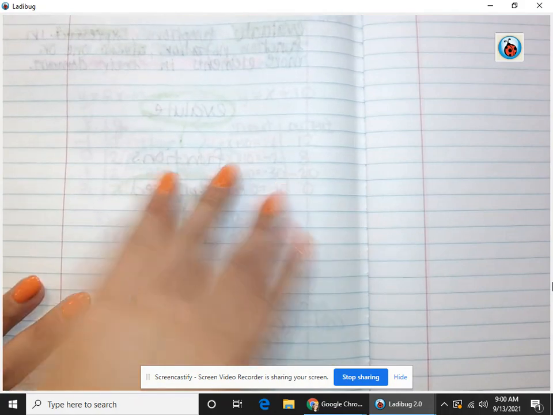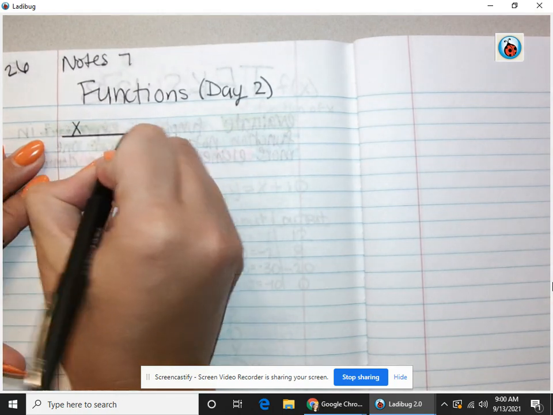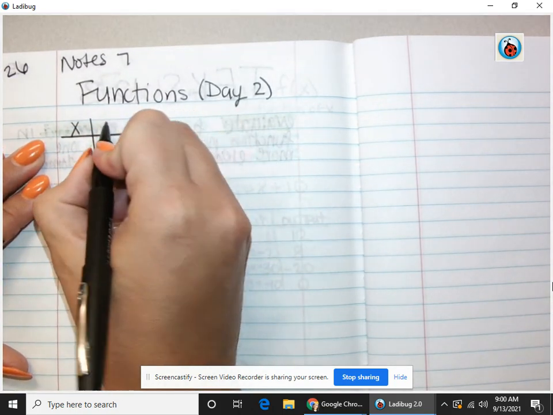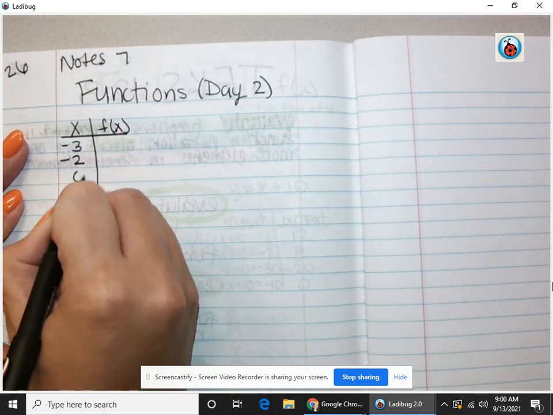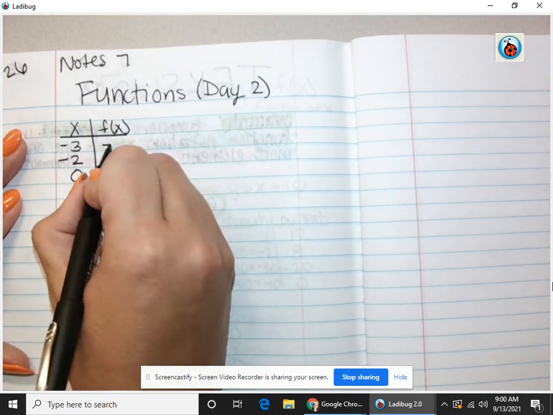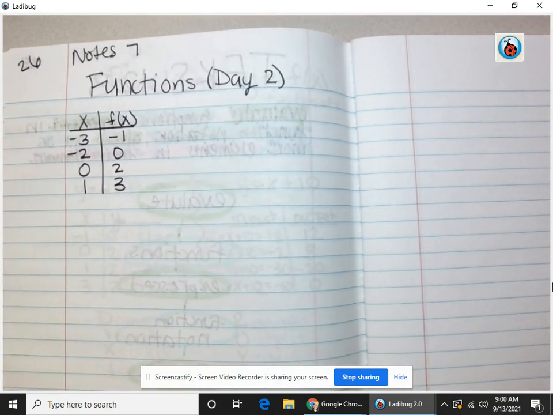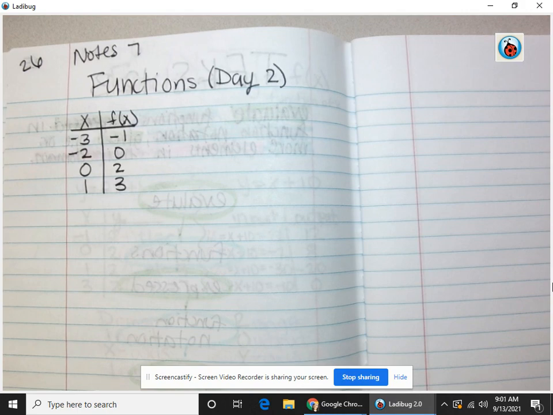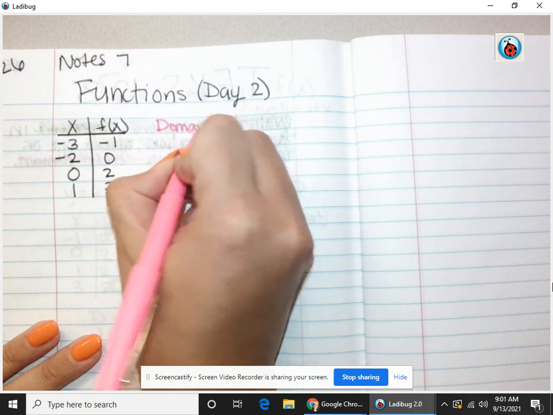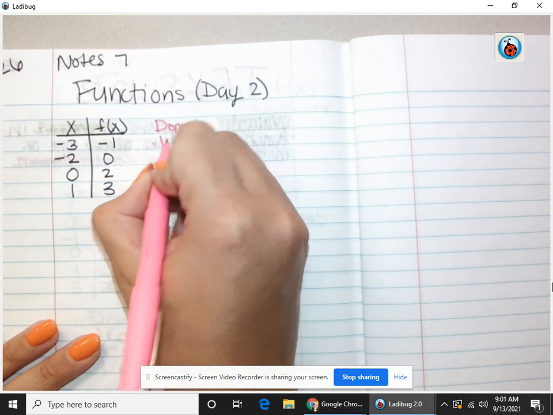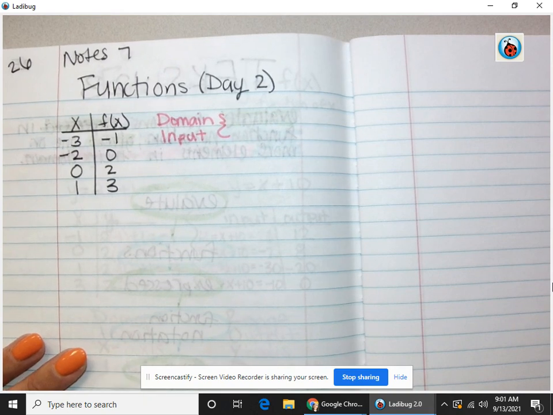So if I was given the table of x and then f of x, and I had -3, -2, 0, 1, and I've got -1, 0, 2, 3. That's where we're starting. Our first question we want to ask is, what is our domain or our input? So if I'm looking at this table, what's my domain?